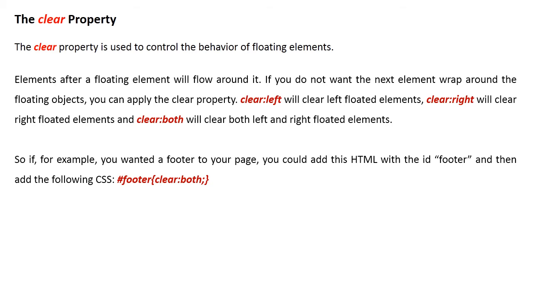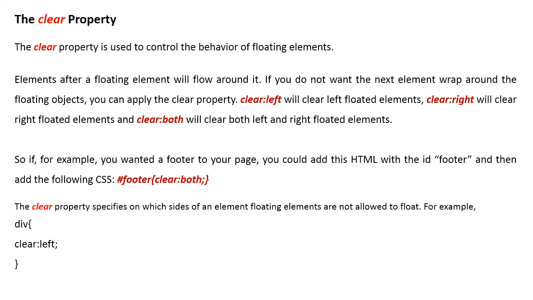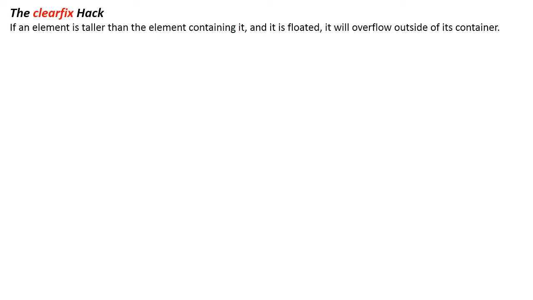So if, for example, you wanted a footer on your page, you could add this HTML with the ID footer, and then add the following CSS code, like this: footer, clear is both. The clear property specifies on which side of an element floating elements are not allowed to float. For example, if you have a div and you want to clear it to the left, this is how you write it: clear is left.